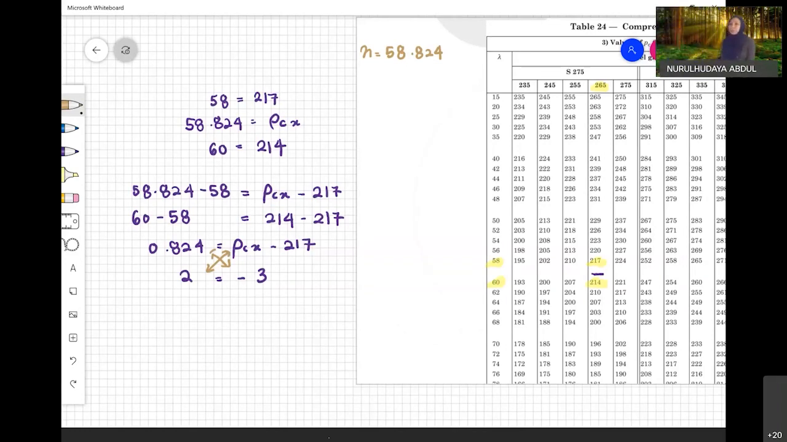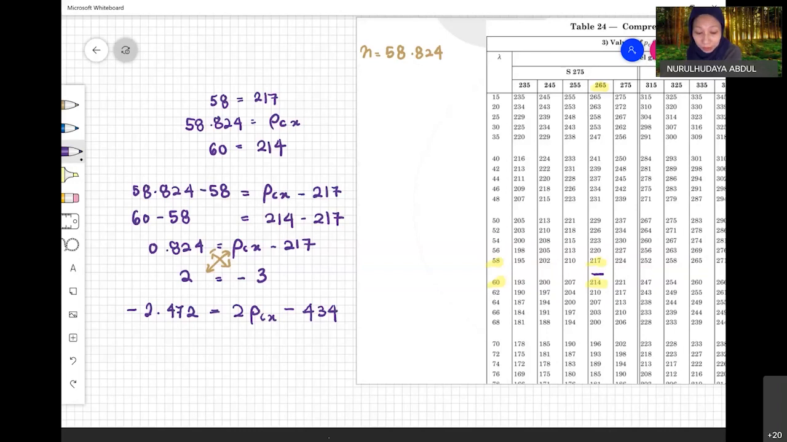Okay, first kita darab silang ni. Negatif 3 ni darab 0.824. You akan dapat negatif 2.472. And then sama dengan 2 PCX. Negatif lagi sebab negatif 217 darab 2. Negatif 434. This one you move here so jadi plus kan. Negatif 434 move there. Move to the left.